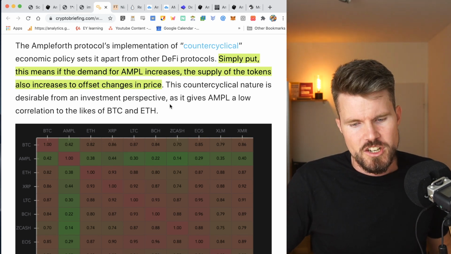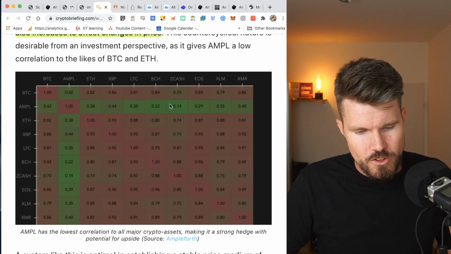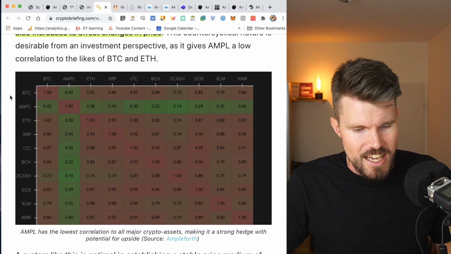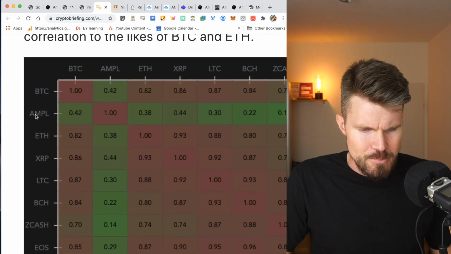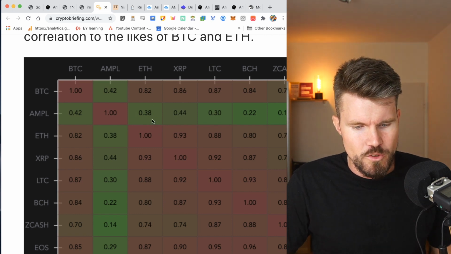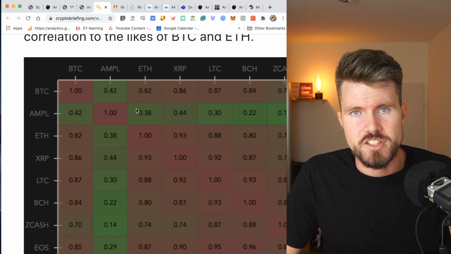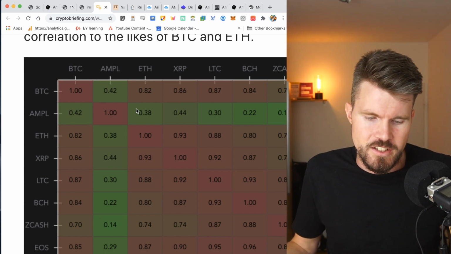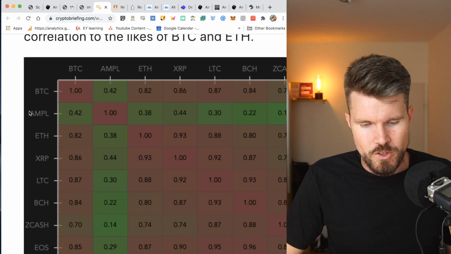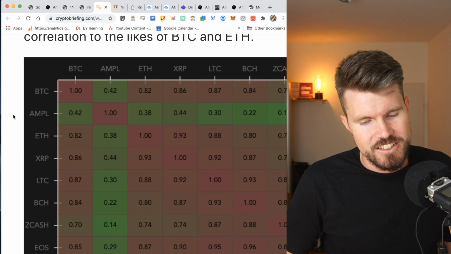Now, there are some charts that show the correlation numbers between many different tokens, and here you've got the correlation between AMPL and many other tokens. So for example, AMPL and ETH is at 0.38. That means there's a very low correlation. That means if ETH goes up, it doesn't mean that AMPL will also go up. The same as if ETH goes down, it also doesn't mean that AMPL will go down. Not like ETH and BTC, which are highly correlated.